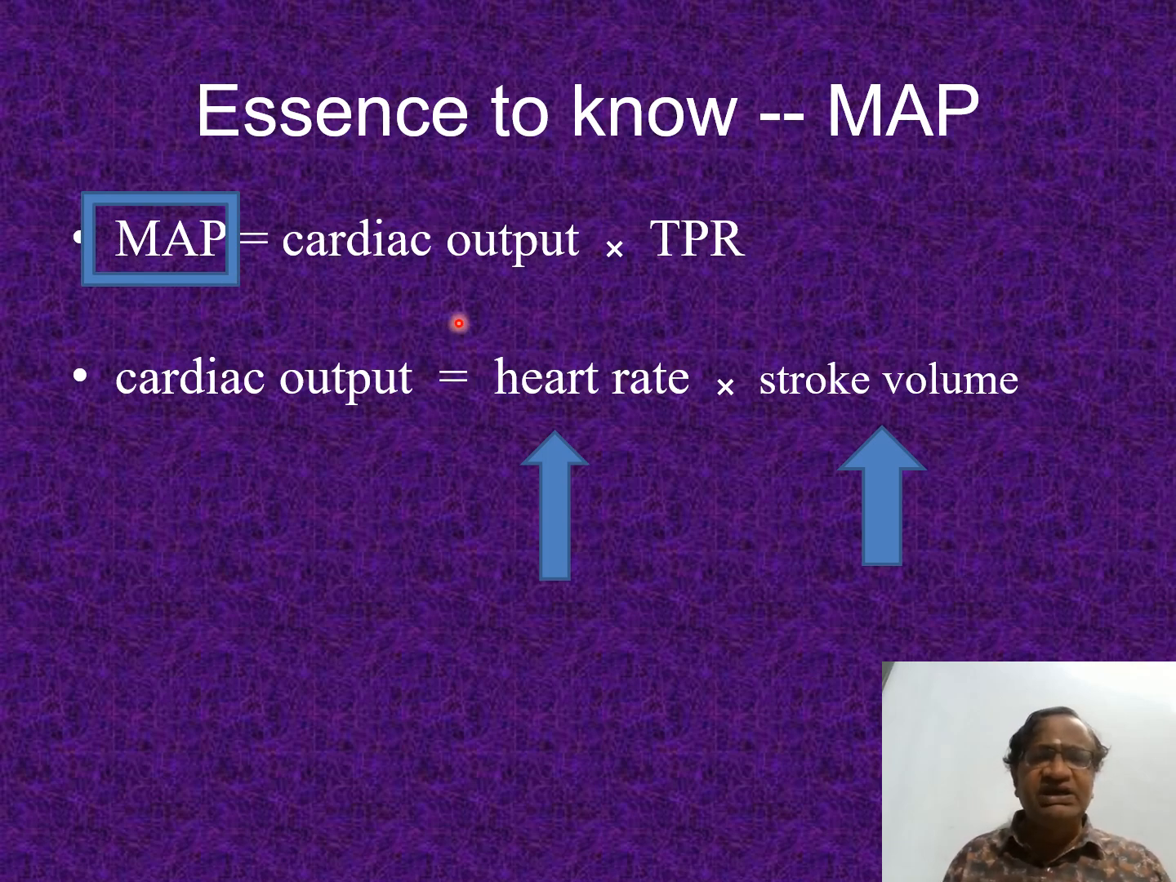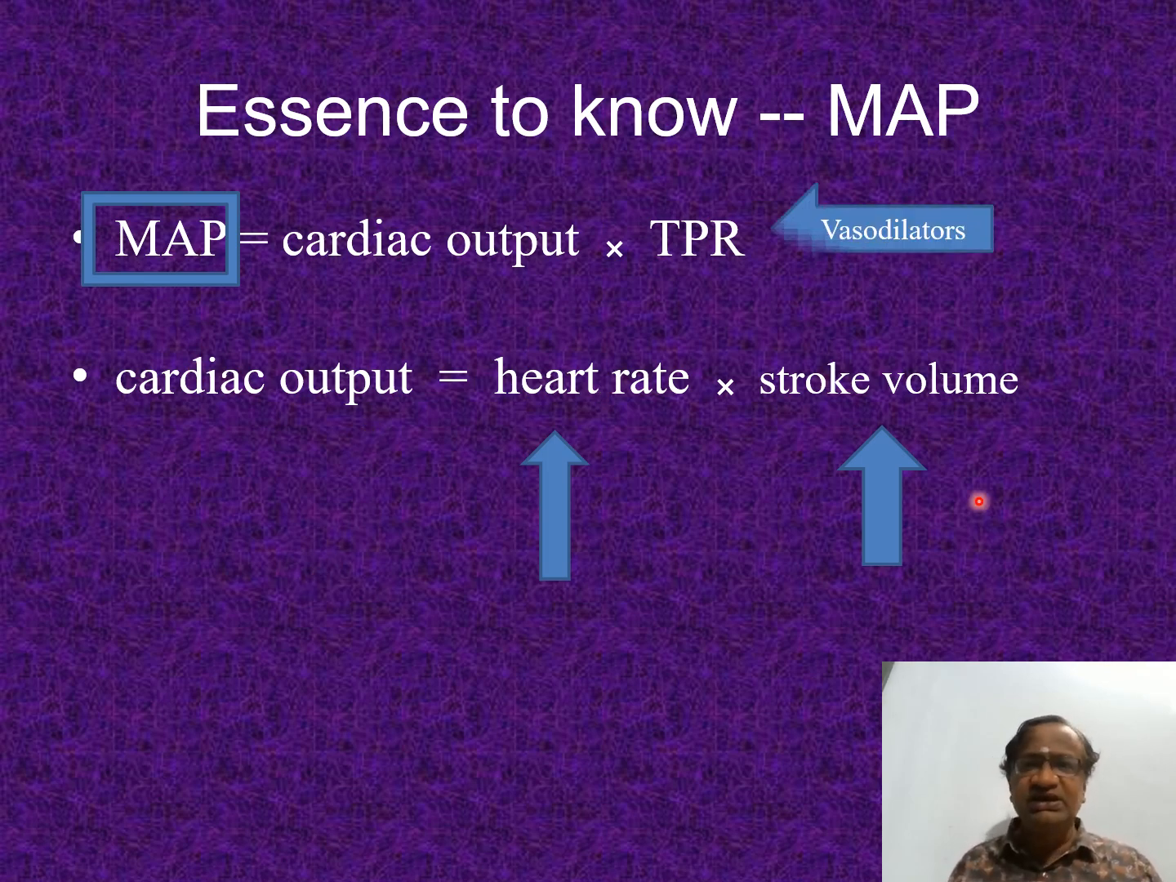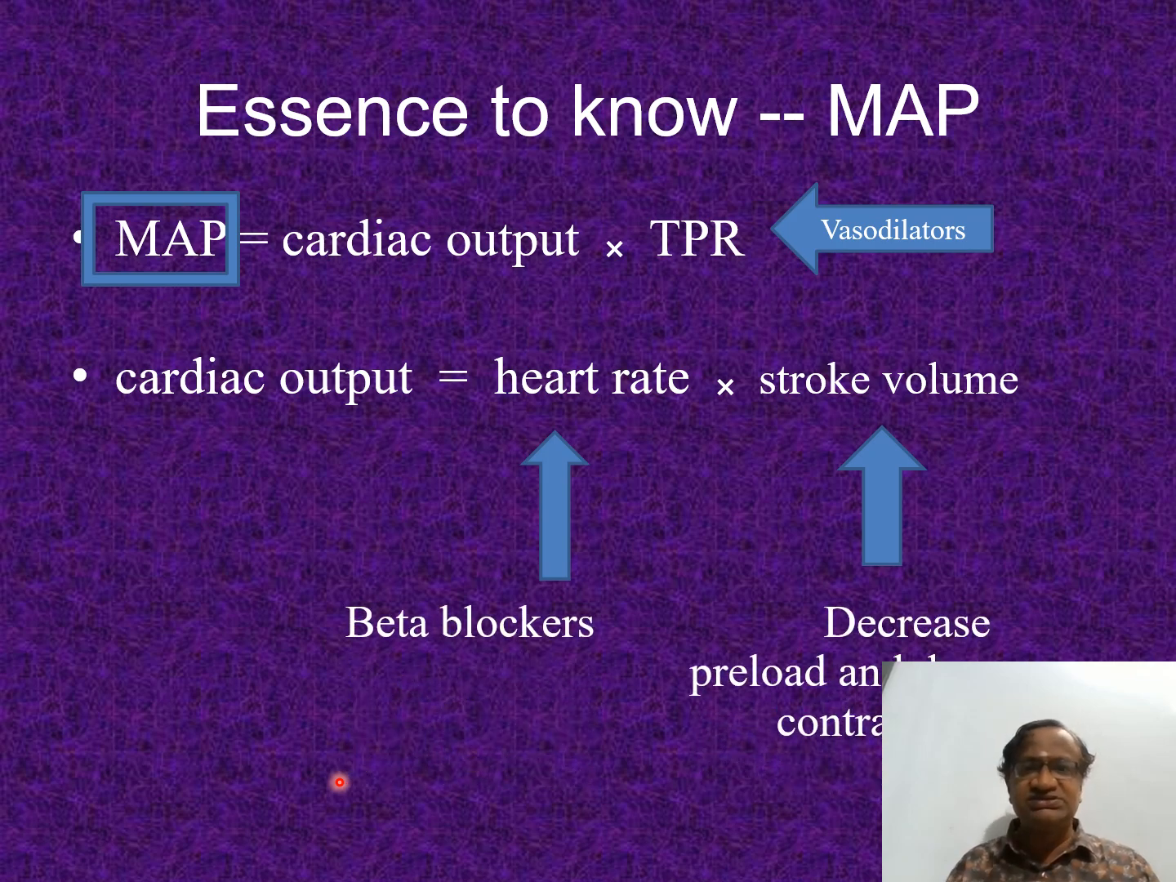Now we know MAP is cardiac output times total peripheral resistance. Cardiac output is heart rate times stroke volume. We can decrease total peripheral resistance with vasodilators, and the MAP will decrease. We can decrease heart rate with beta blockers. We can decrease stroke volume by decreasing preload and decreasing contractility. So we can have drugs that decrease contractility, beta blockers, and vasodilators. So our aim is to decrease.